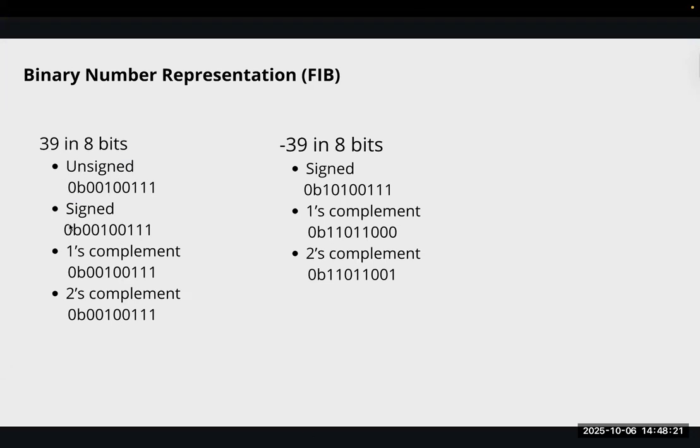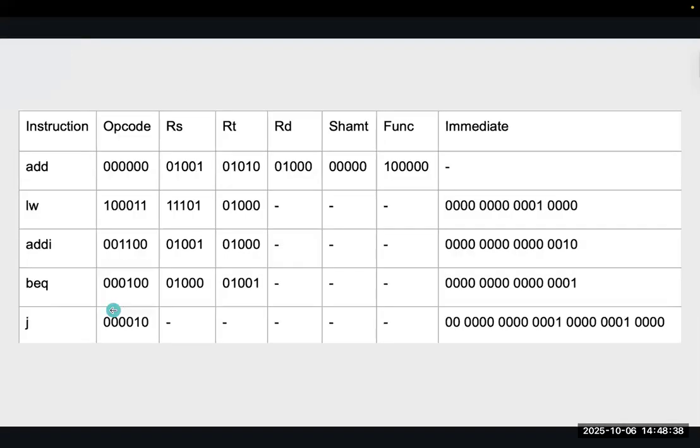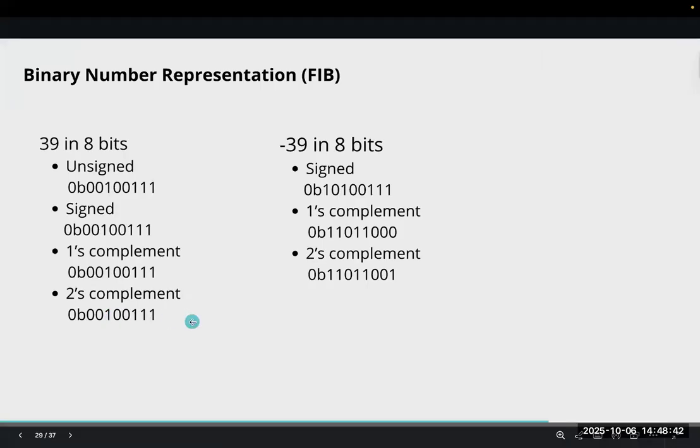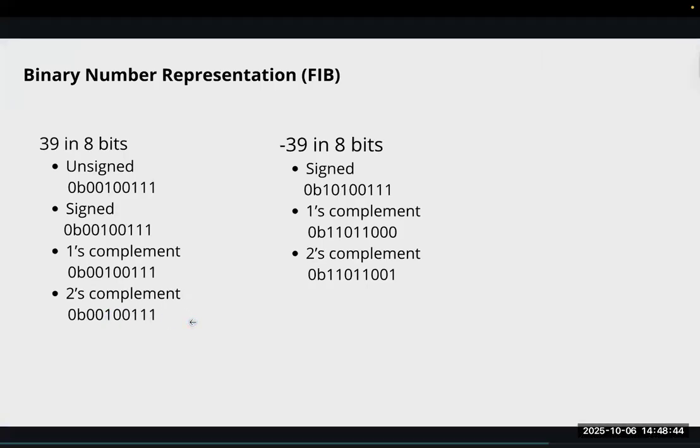If it says unsigned or signed, it'll still be the same because it doesn't have a negative sign on it. So it'll be exactly the same. And for one's complement, you're not going to flip everything because it's a positive number. And two's complement is also going to be the same as one's complement.